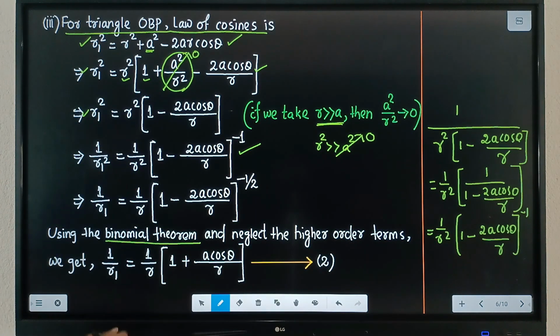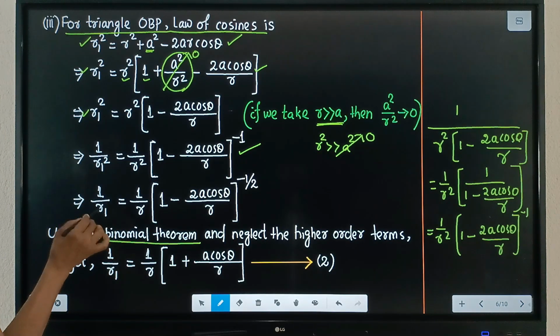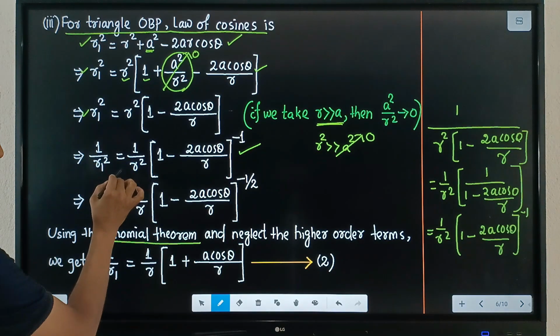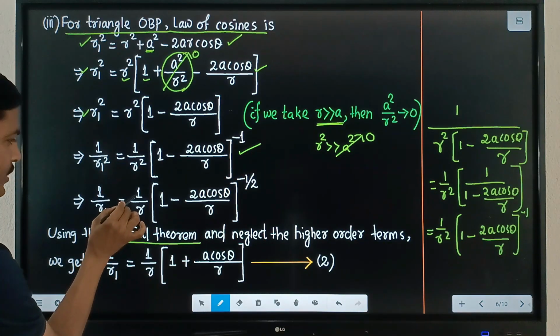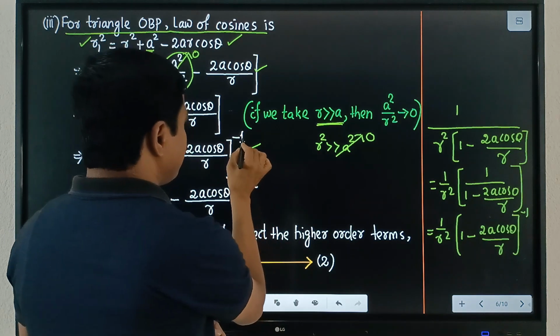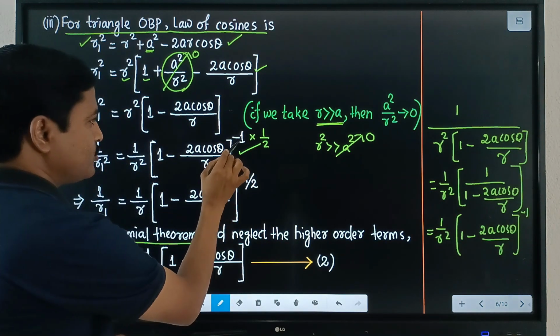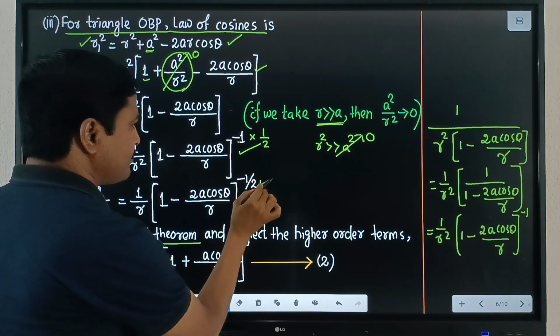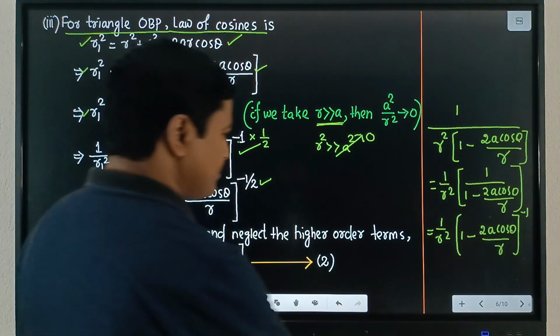Then here 1 by r1 square is there. If we take root over on both sides, then root over of 1 by r1 square is equal to 1 by r1. If we also take root over on the right hand side, in place of 1 by r square, we write 1 by r. And root over of this one, root over means minus 1 multiplied by half, so we write that is minus half. This is the expression.